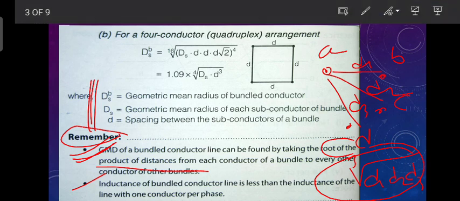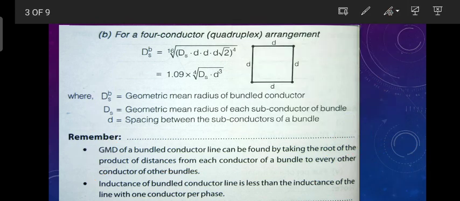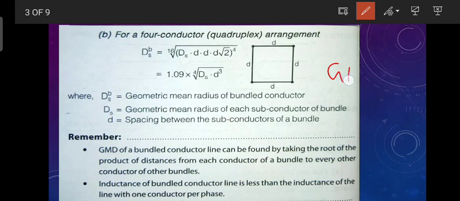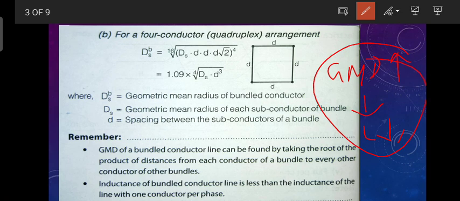So let's see how it is. Because in the bundle conductor our geometric mean distance is increased, due to this our inductance will be decreased. So this statement is saying that the inductance of the bundle conductor is less than the inductance of the line with one conductor per phase.